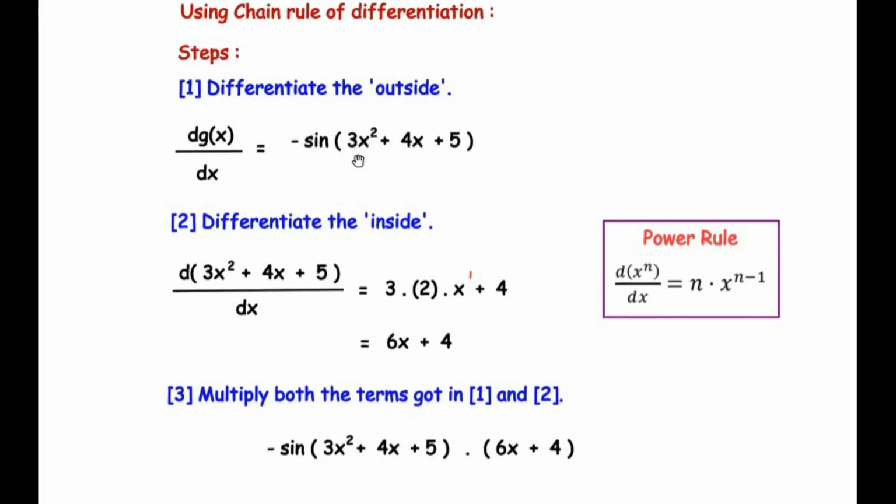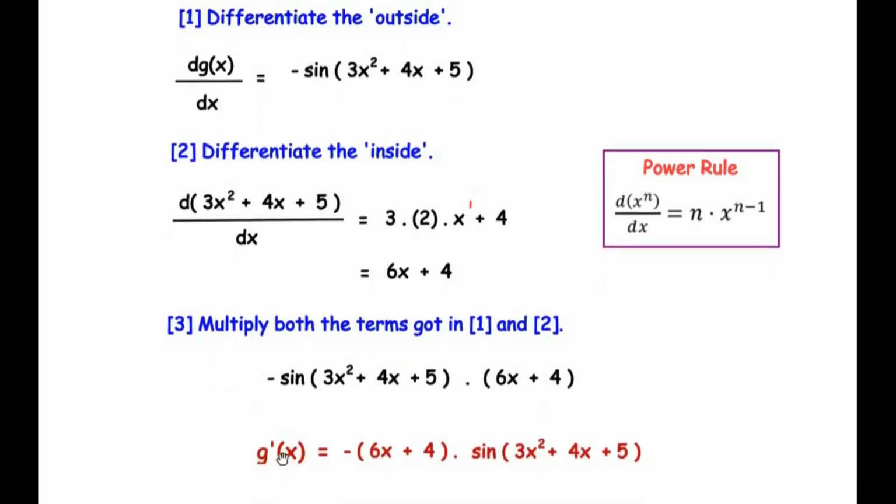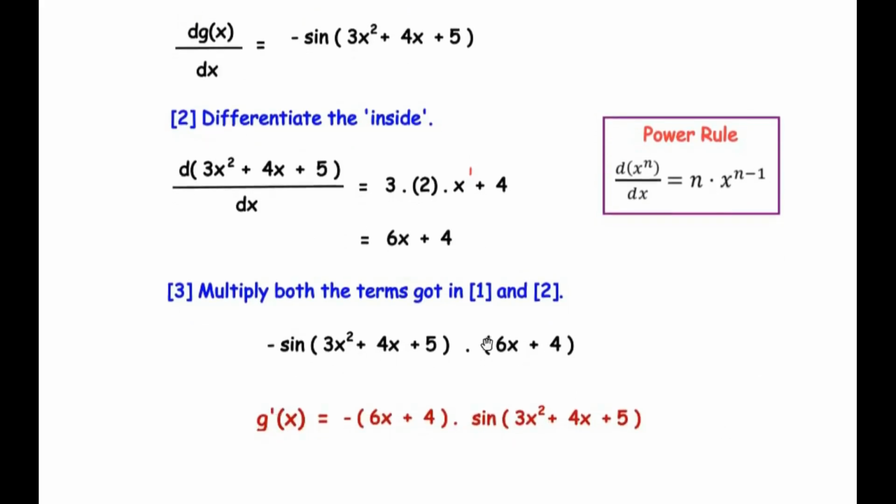That is minus sine of 3x² + 4x + 5 gets multiplied with 6x + 4. So here, simplifying it, we get g'(x), or the differentiation of g(x) with respect to x. The minus multiplies with 6x + 4, giving us minus (6x + 4) times sine(3x² + 4x + 5). So this is going to be the derivative of the given function.